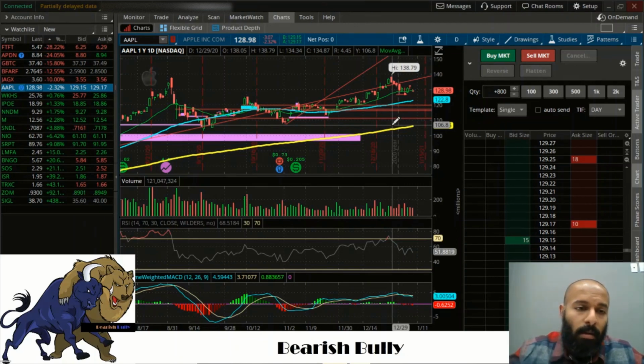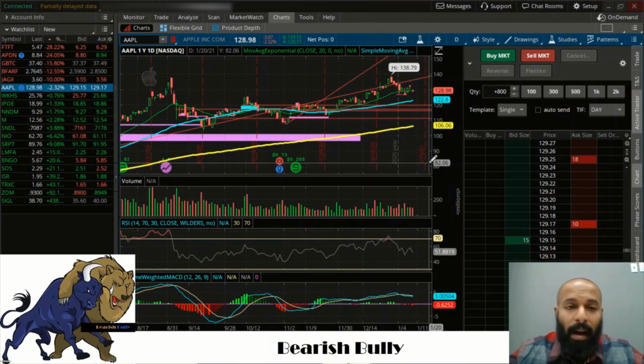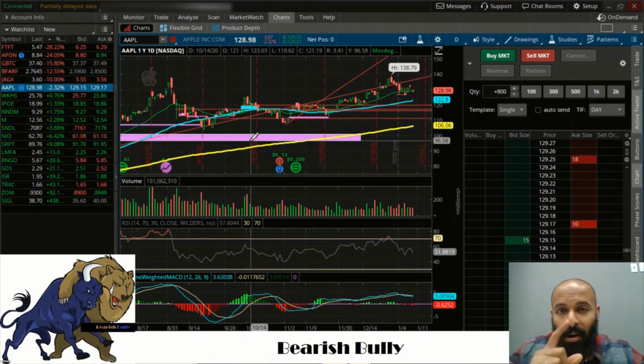Okay, so the next one that I'm going to be talking about is going to be gaps, which is the big purple stuff you see over here. All right, so we'll touch base on that.